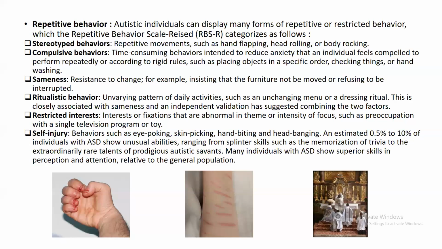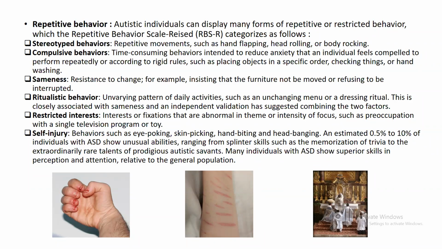Sameness is resistance to change. For example, insisting that the furniture not be moved or refusing to be interrupted. Ritualistic behavior is an unvarying pattern of daily activities, such as an unchanging menu or a dressing ritual. This is closely associated with sameness, and an independent validation has suggested combining the two factors. Restricted interests are interests or fixations that are abnormal in theme or intensity of focus, such as preoccupation with a single television program or toy. Self-injury behaviors include eye poking, skin picking, hand biting, and head banging.